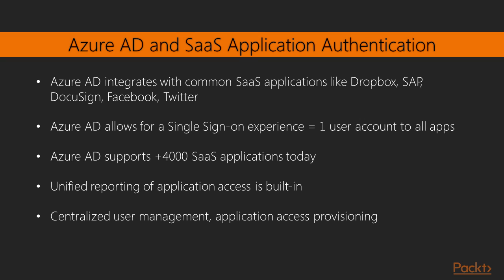Azure Active Directory integrates with common SaaS applications like Dropbox, SAP, DocuSign, Office 365, and a lot of other ones. Azure Active Directory provides you single sign-on experience, which basically means it's reusing your one single user account out of Azure Active Directory for authenticating against those public cloud applications. Azure Active Directory today allows integration with about 4,000 public SaaS applications. It also provides you unified reporting of the application access, giving you as an admin the list of which end user authenticates to which public cloud application. And out of Azure AD, it also provides you centralized user management, application access provisioning that I will talk about later on and showing you a demo.